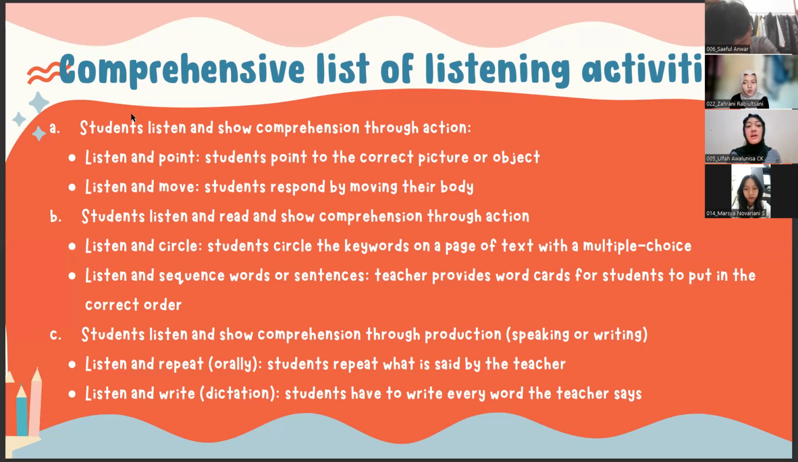And then B, students listen and read and show comprehension through action. It can be done by listen and circle, where students circle the keywords on a page of text with multiple choices, or you can do listen and sequence words or sentences, where the teacher provides word cards for students to put in the correct order. Or C, students listen and show comprehension through production, either speaking or writing. What can be done is listen and repeat orally, so students repeat what is said by the teacher, or you can do listen and write, or dictation, so students have to write every word the teacher says.